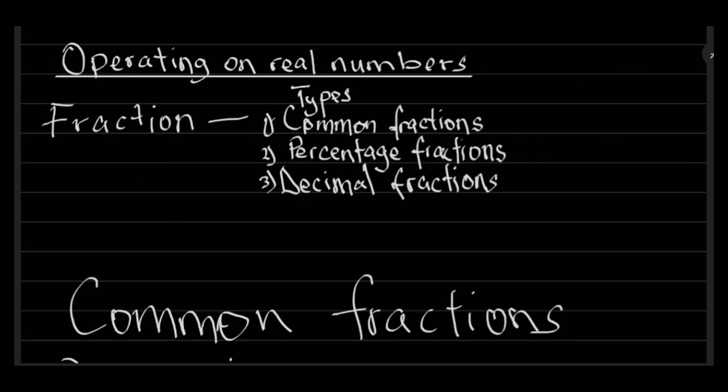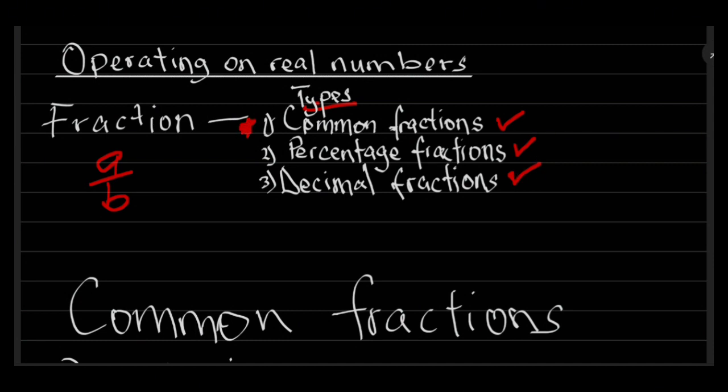Now we are studying fractions. When we say fractions, we are referring to a part of a whole number. We earlier on learned that fractions are usually written in the form a over b. Okay, this is how we usually write fractions. Now I would like us to note that there are 3 types of fractions. We have common fractions, percentage fractions, and then decimal fractions. But our main focus will be on common fractions.